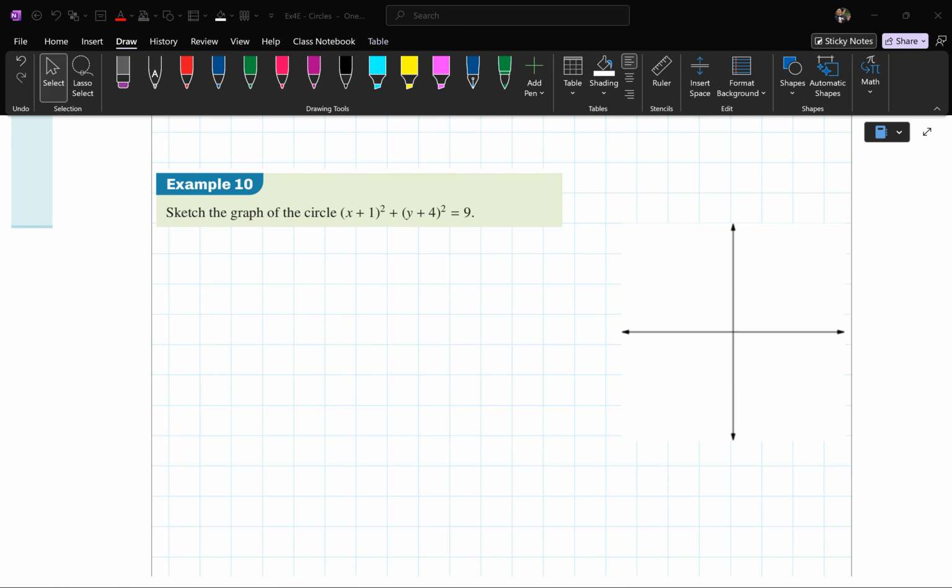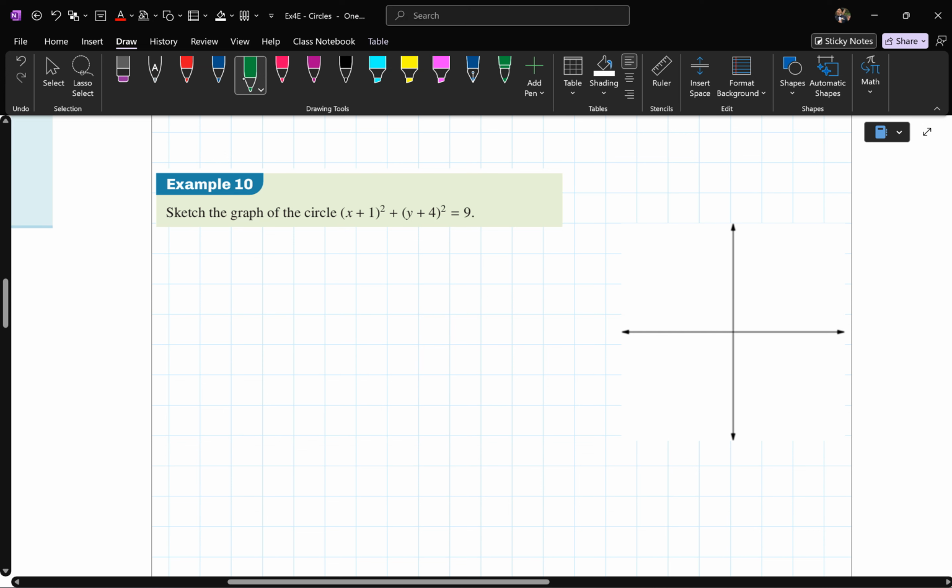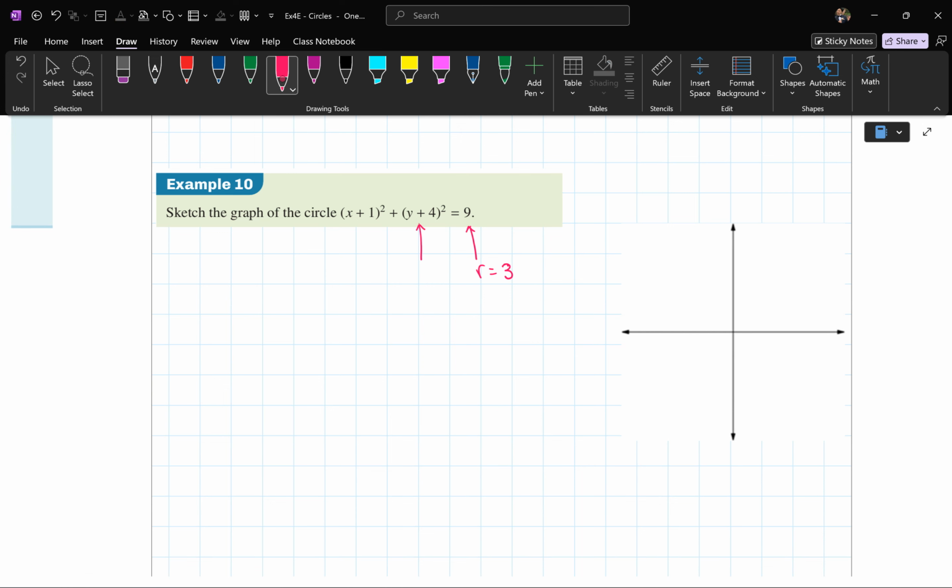By the time you get to Example 10 now, I'm going to speed up the explanation. So hopefully by this point, you're able to read left, right, up, and down in the radius. I'm looking at this and I can see the radius is 3. This tells me it's going to go to the left, down by 4. So down 4, and this one goes left.